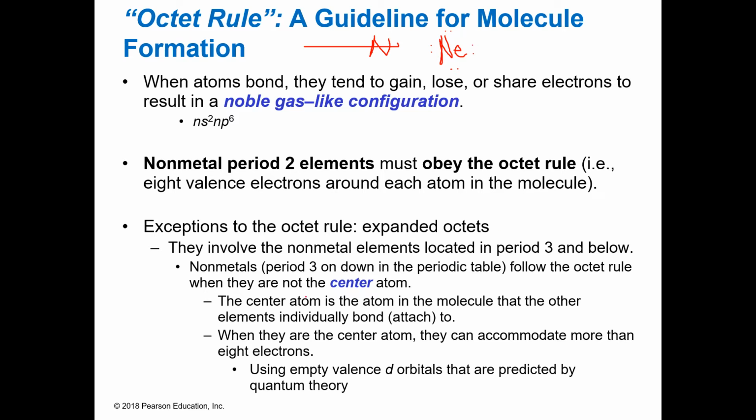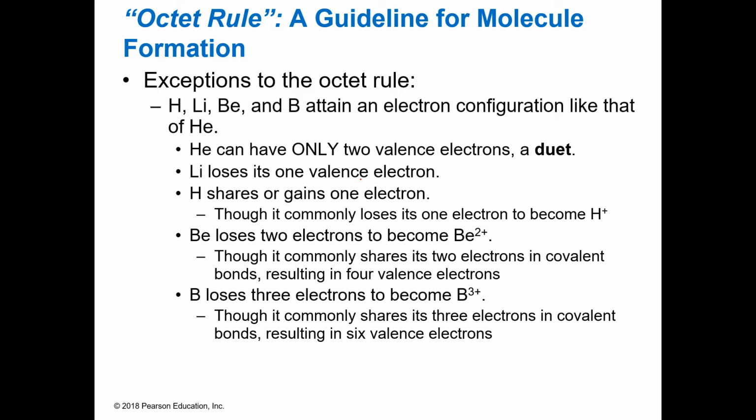All right, there are exceptions to the octet rule. One of them is that they can have expanded octets, so they can have more than 8. We'll talk about those later on. This only involves elements that are in period 3 or higher, so period 3, 4, 5, and so forth. A couple other exceptions to the octet rule are hydrogen, lithium, beryllium, and boron, which do not follow the typical octet rule because they can't have 8.